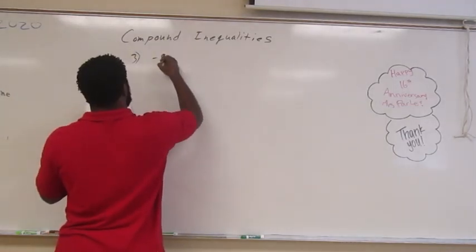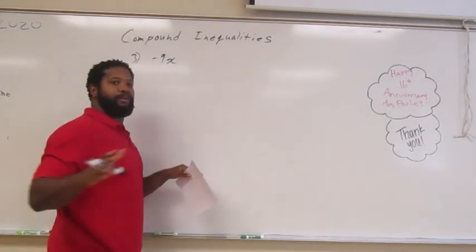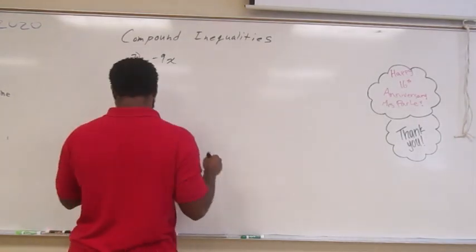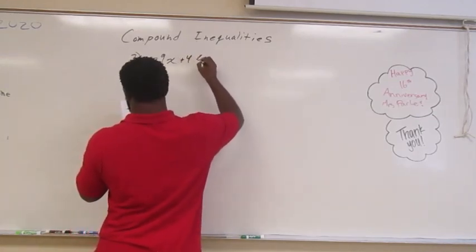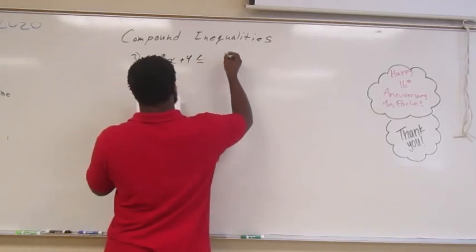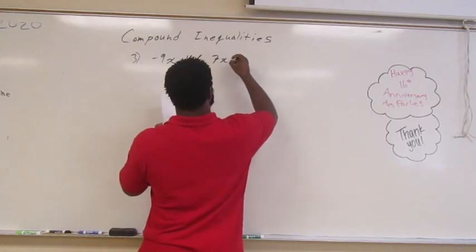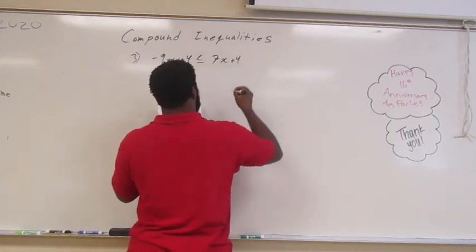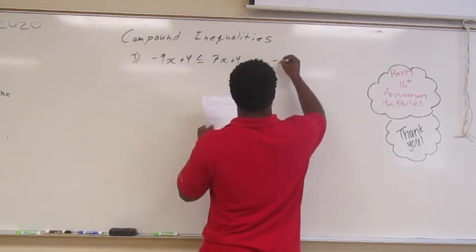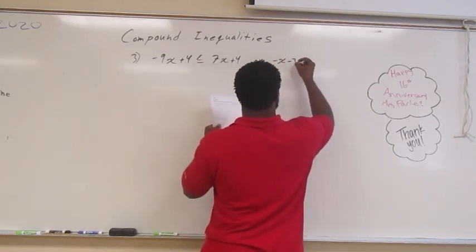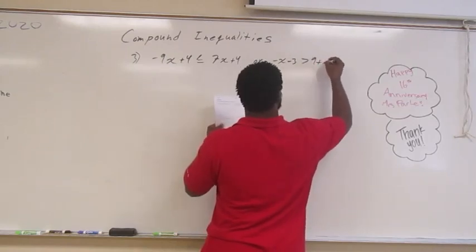So we have -9. I'm gonna put x. I like putting x's for mine. You can put whatever variable you want. Y'all know this. So -9x plus 4 is less than or equal to 7x plus 4, or -x minus 3 is greater than 9 plus x.